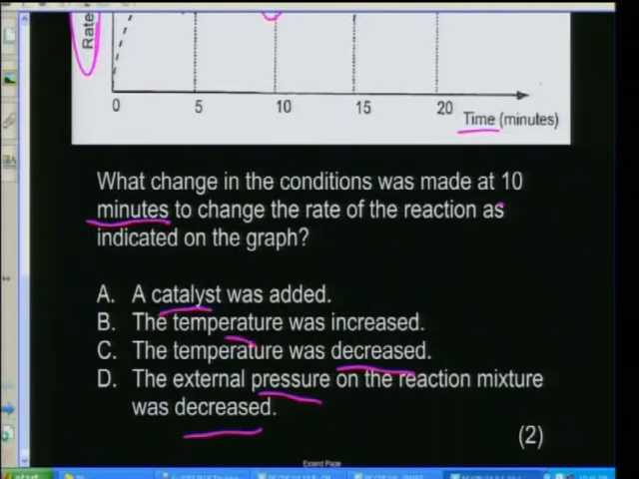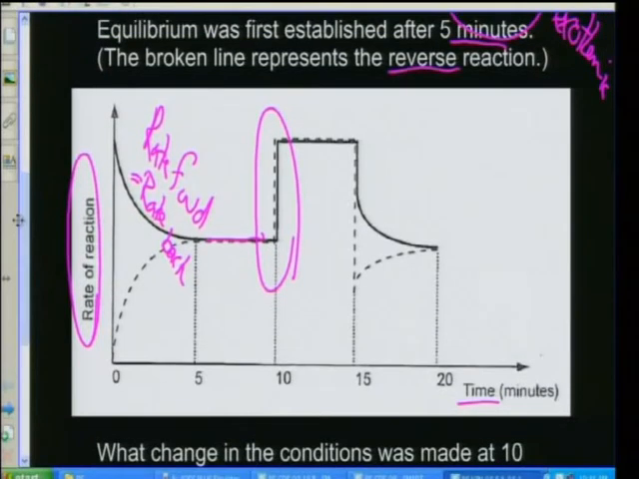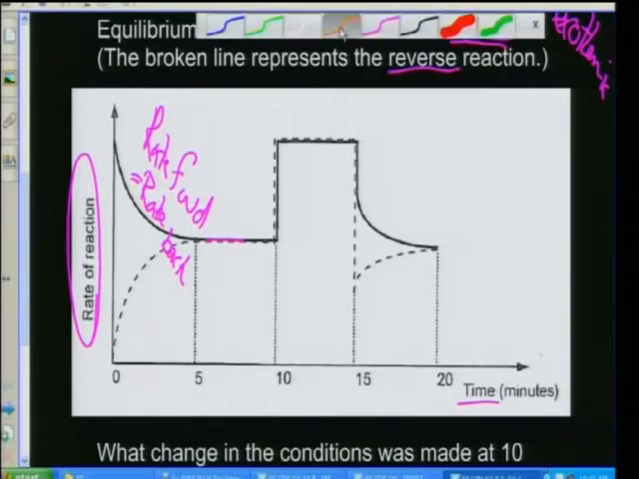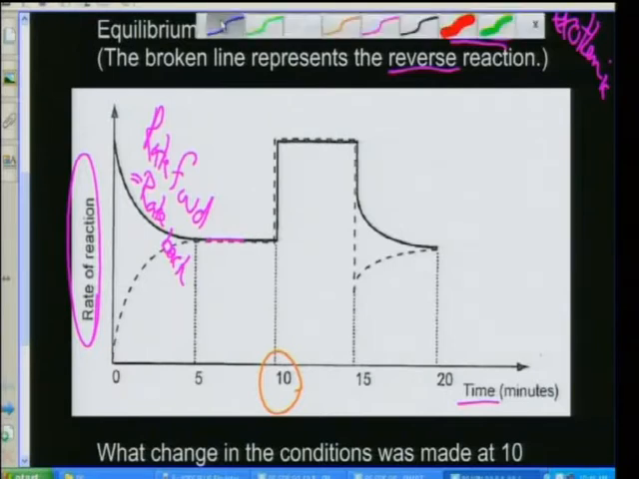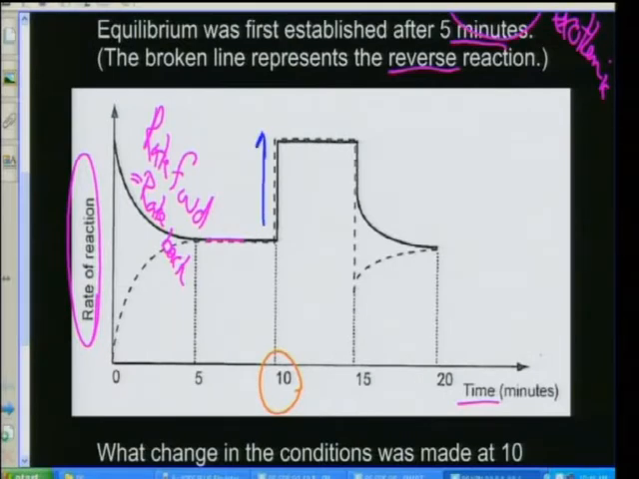Okay, let's go and have a look, analyze the question. There's the data. Let's go and have a careful look at what's happening here. Now, this is the area we're looking at. Notice what's happened at 10 minutes. Here's our point, 10 minutes. We notice that both the forward and reverse reactions have increased, and they've increased by the same amount. Now, the only way that that can happen is if you've added a catalyst. That tells you that you've added a catalyst.